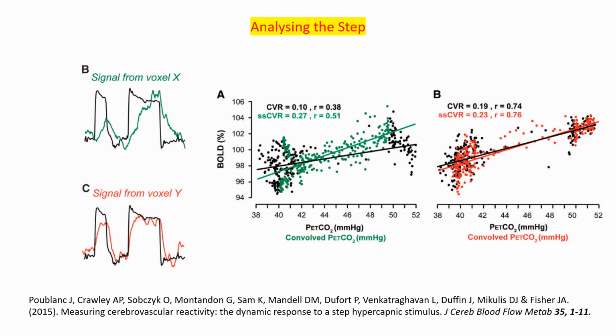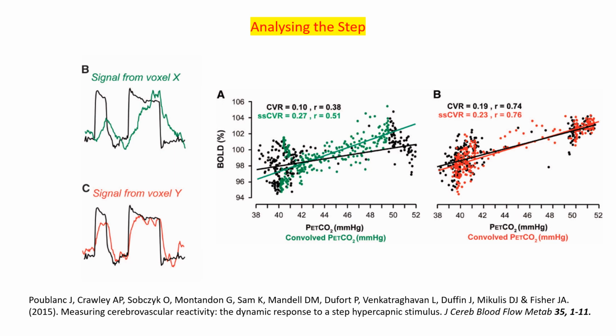The ability to produce a step change in PCO2 enables a measurement of the speed with which the vasodilation occurs. On the left, the time course of the BOLD response to CO2, the black lines, in 2 voxels are shown, the top green response slower than the bottom red response.